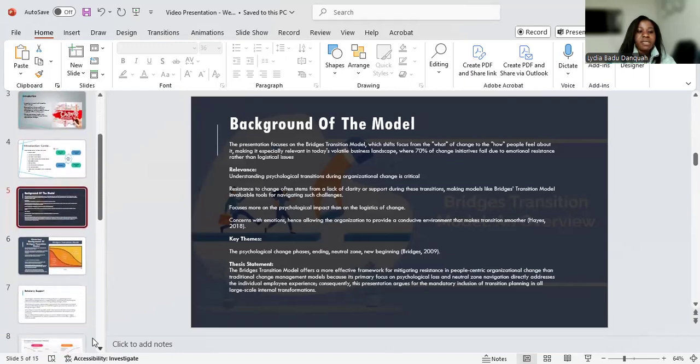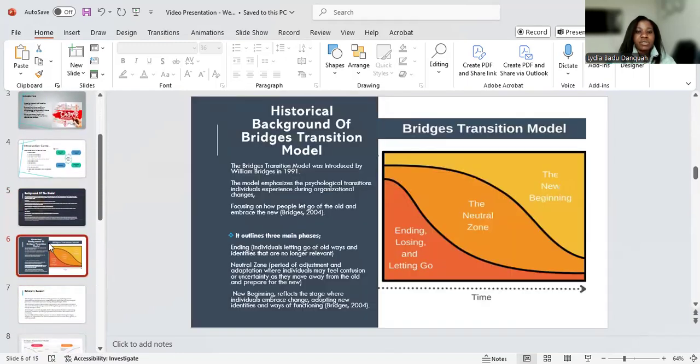So we are going directly to look at the historical background of the Bridges transition model. This model was introduced by William Bridges in his early book, Making Sense of Life Changes in 1980, and it evolved into Managing Transitions in 1991, a practical guide for organizations.